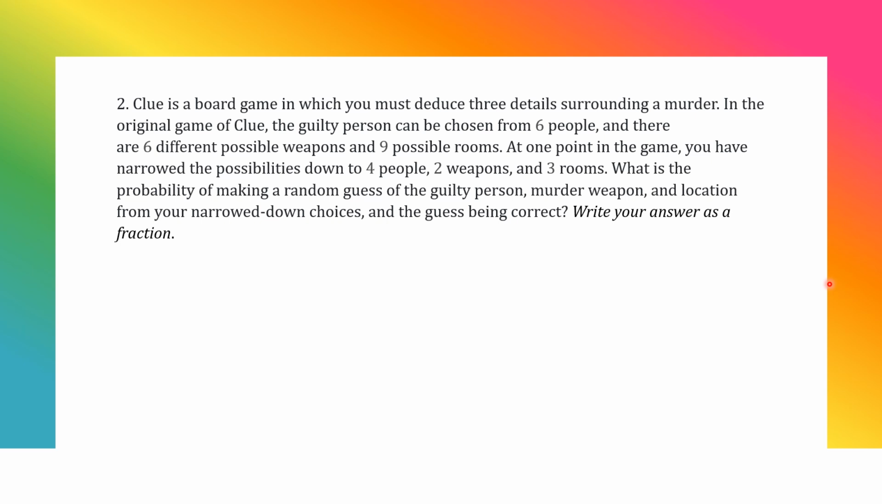All right, so we are making 3 choices. We are looking at our 3 choices that we have to make. We have to choose a person, a weapon, and a room. When we're thinking about how we are going to choose, we're looking at our narrowed down possibilities. We can choose from 4 people, 2 weapons, and 3 rooms.